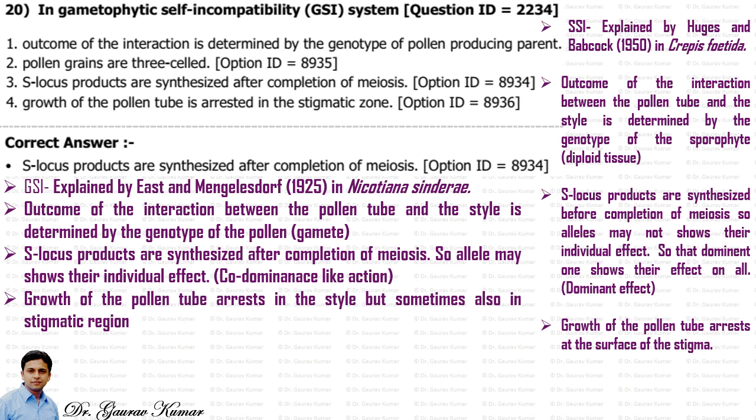In SSI, it was explained by Hughes and Babcock in Crepis foetida. The outcome of the interaction between the pollen tube and the style is determined by the genotype of the sporophyte, that is diploid tissue, and S locus products are synthesized before completion of meiosis. So alleles may not show their individual effect, so that the dominant one shows its effect on all, that is a dominance effect is there, and growth of the pollen tube is arrested at the surface of the stigma.